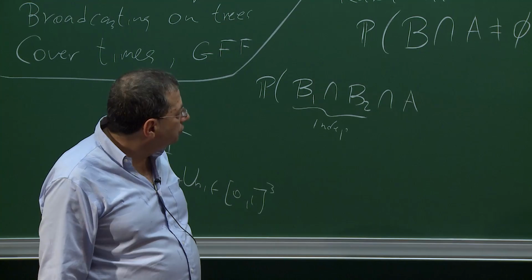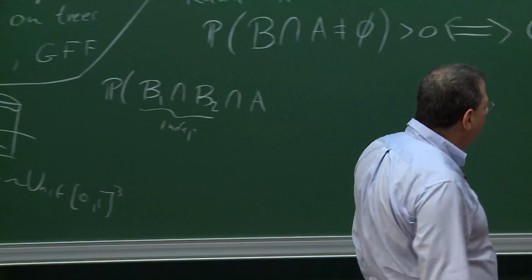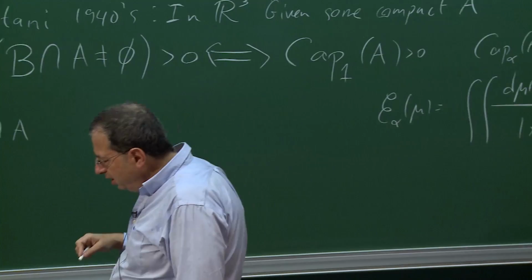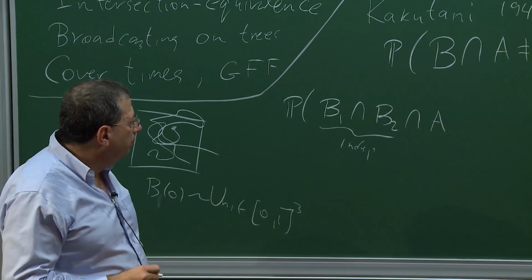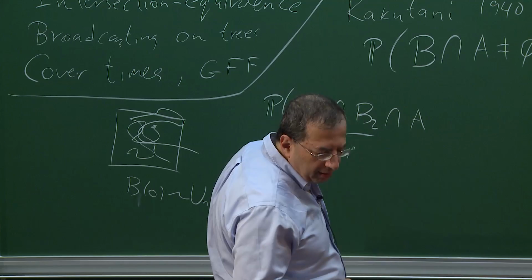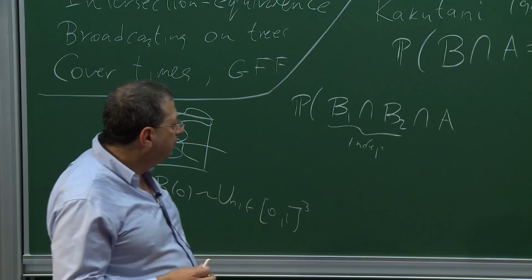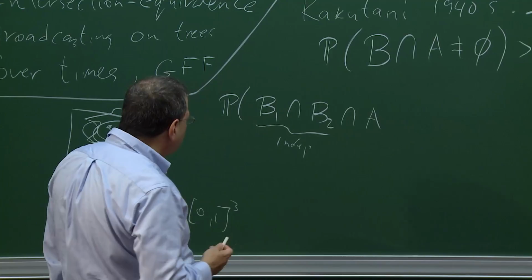So then the question is, if I intersect these two Brownian motions, we already know, and this is again a classical theorem of Dvoretzky-Erdős-Kakutani, that two Brownian motions in three dimensions will intersect with positive probability. But now I want to intersect with a set A, again some compact set. I want to know, when is this intersection nonempty with positive probability?